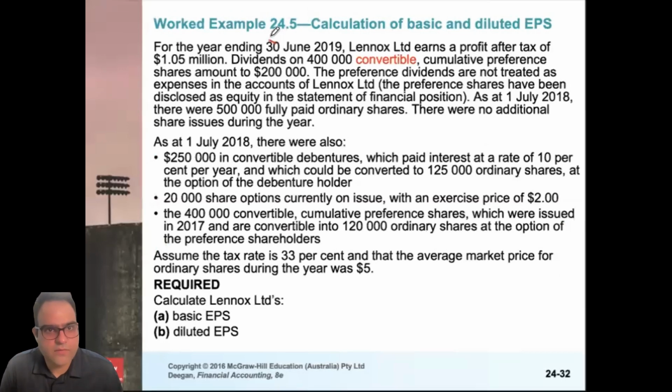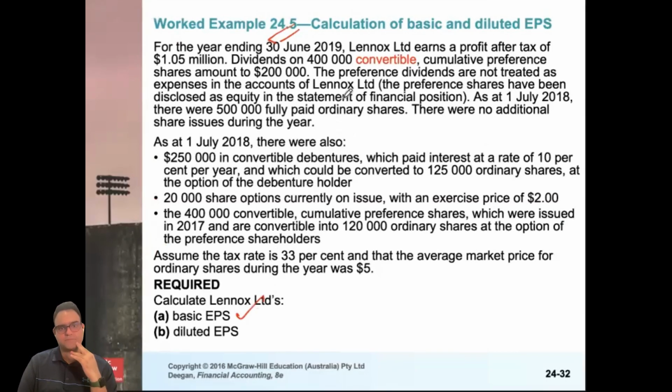So this is question 24.5. I try to leave this to you, just a basic calculation of EPS, or I can just read this question. There is a company which has a profit after tax of 1.05 million. They have a convertible dividend of 400,000. Cumulative preference shares are 200,000. The preference dividend is not treated as an expense, it's part of equity. On 1st July 2018, there are 500,000 fully paid shares. There are no additional shares issued.